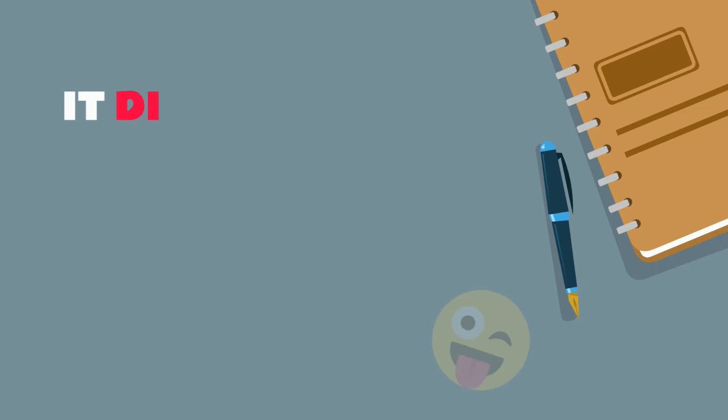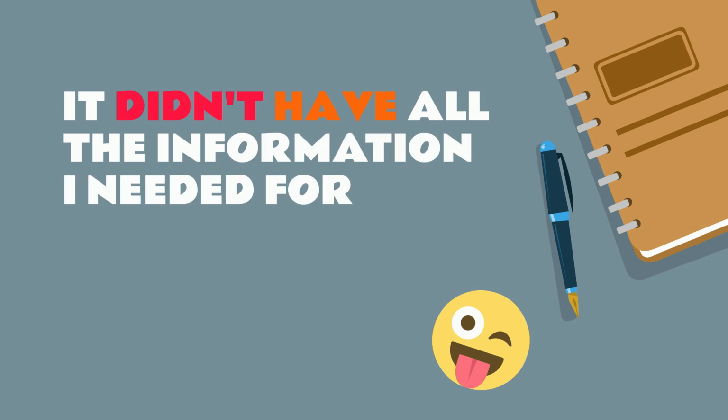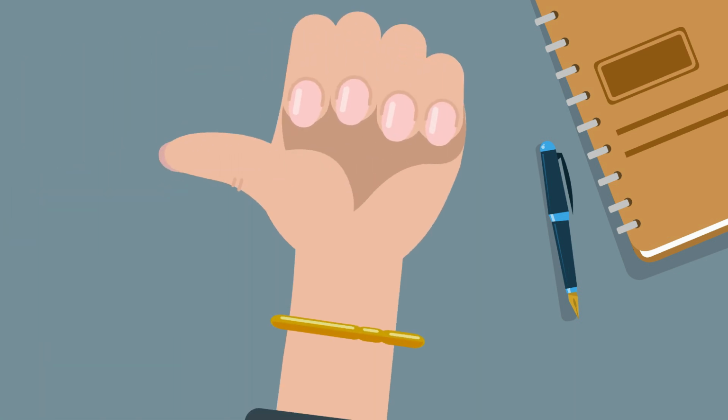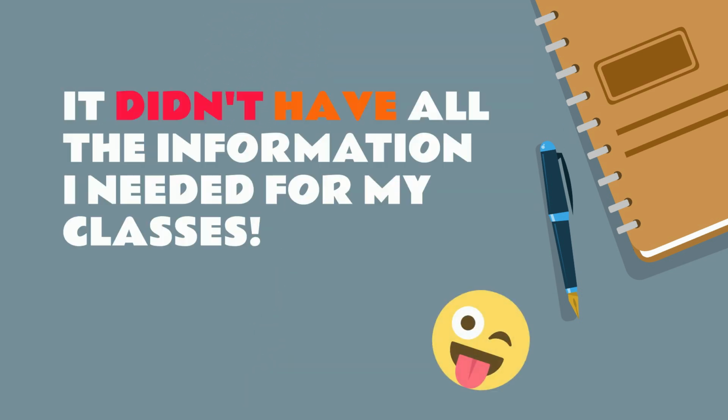And what about the negative form of past? Let's compare. Though it didn't have all the information I needed for my classes. Notice how the auxiliary word changes to didn't, being did the past of do. Also notice that the verb still keeps its basic form.